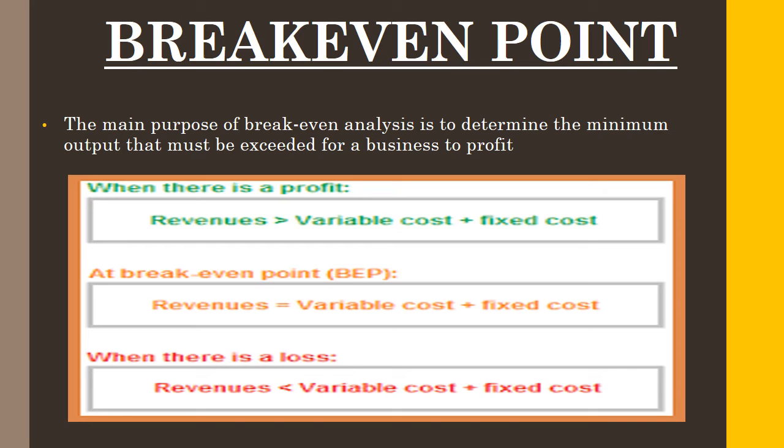Break-even point. The main purpose of break-even analysis is to determine the minimum output that must be exceeded for a business to make a profit. When there is profit, revenue is greater than the variable cost plus the fixed cost. At the break-even point, revenue is equal to variable cost plus fixed cost. When there is a loss, the revenue is less than variable cost plus the fixed cost.